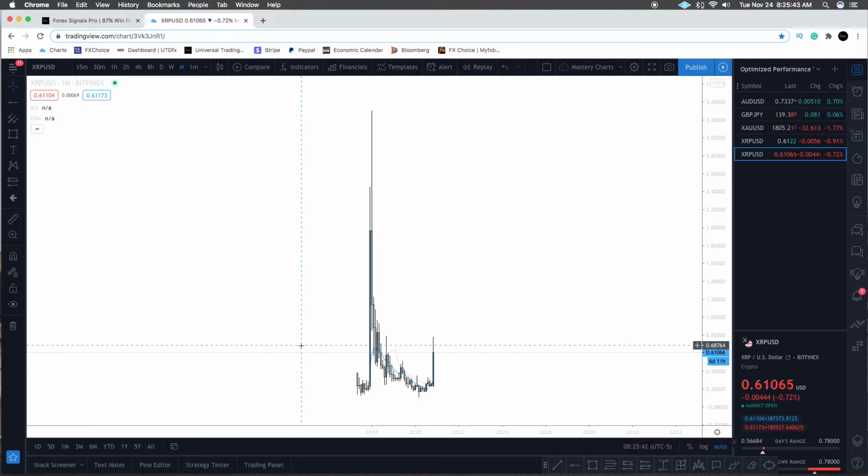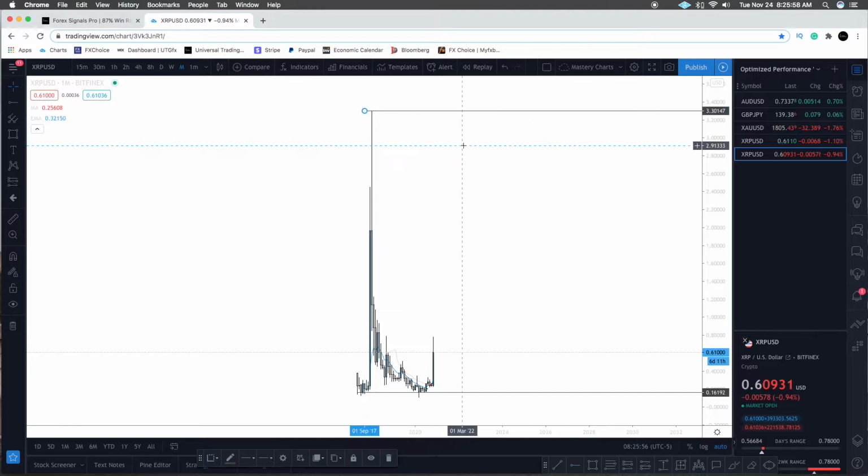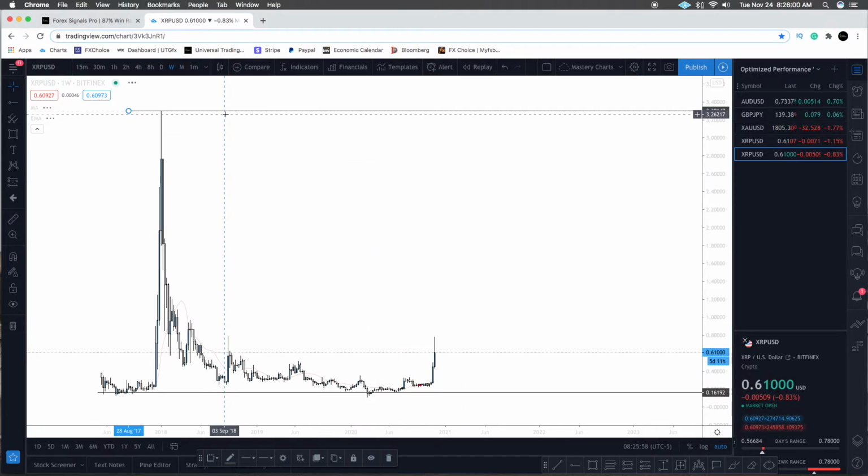Let's mark off our levels on our monthly time frame. We have our monthly support, and we also have our monthly peak. Let's go to our weekly time frame.